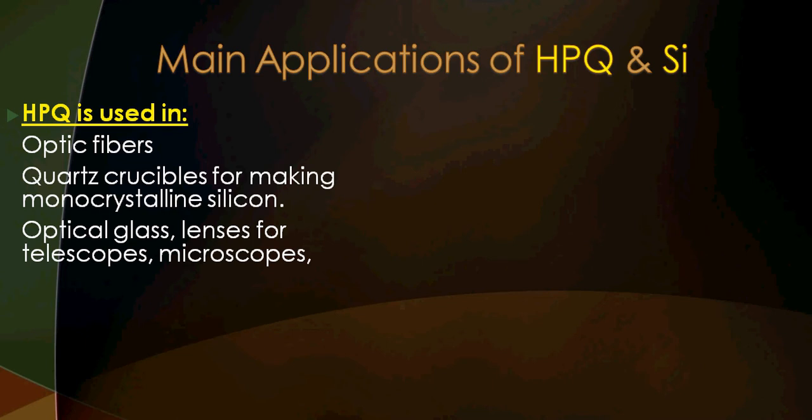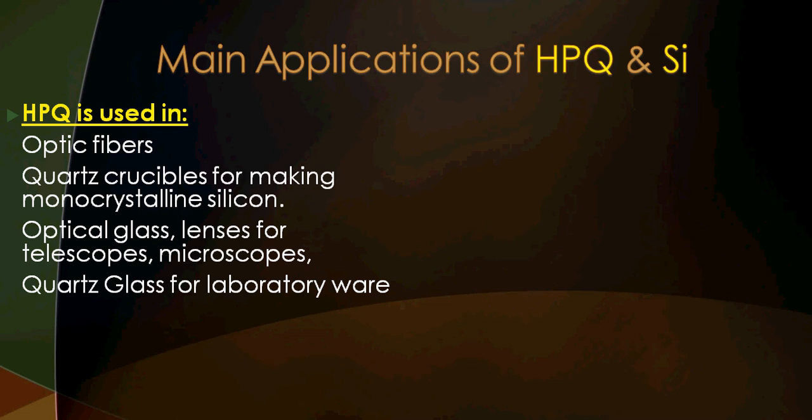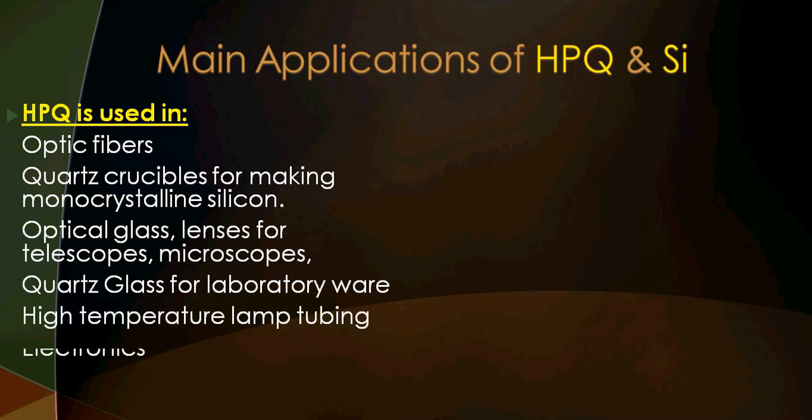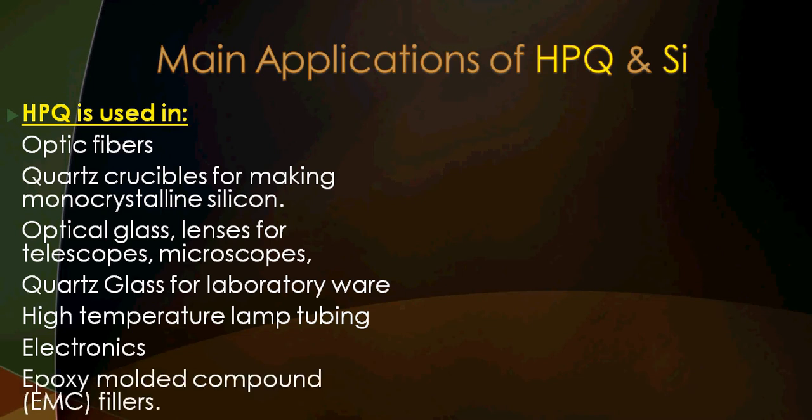High purity quartz is used in optical glass, lenses for telescopes, microscopes, very high quality lenses, quartz glass for laboratory wear, high temperature lamp tubing. It is used in electronics, in epoxy molded compounds, EMC fillers, for the encapsulation of the electronic components. It is also used in engineered quartz stone.